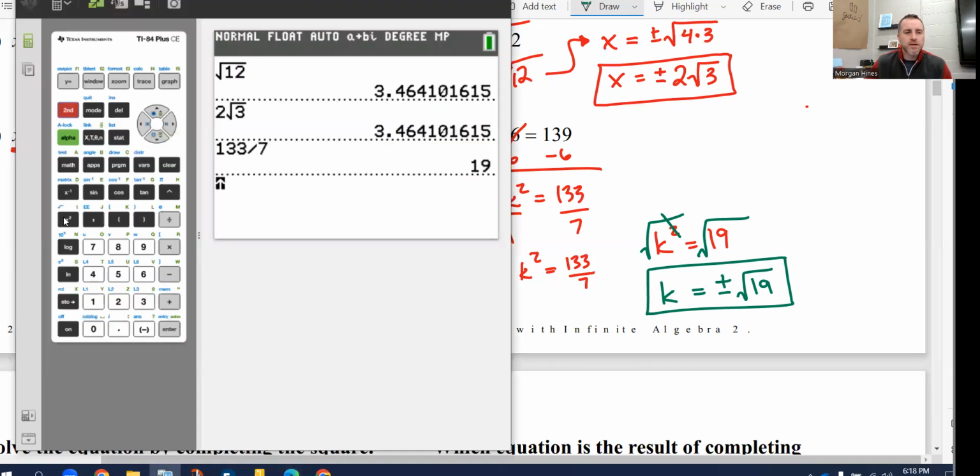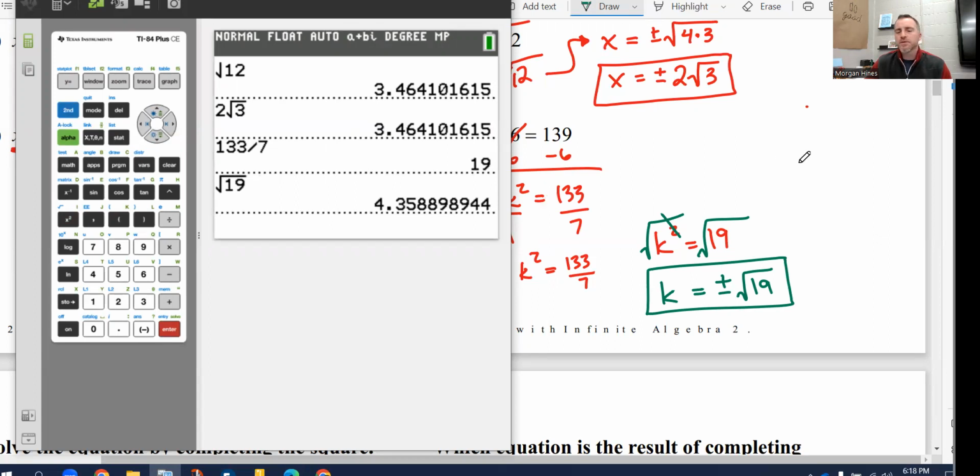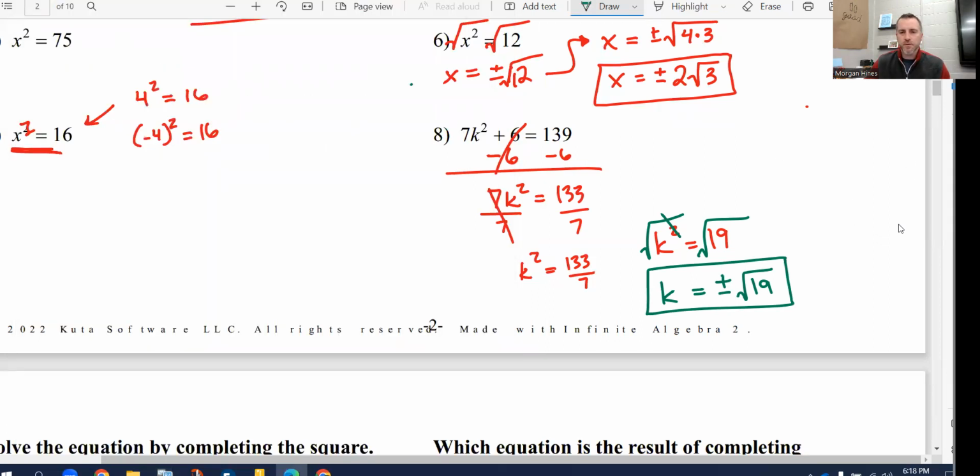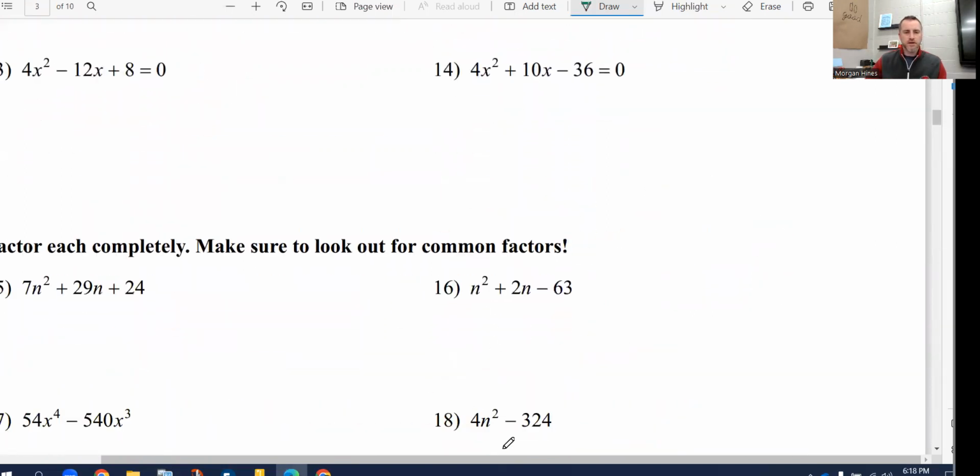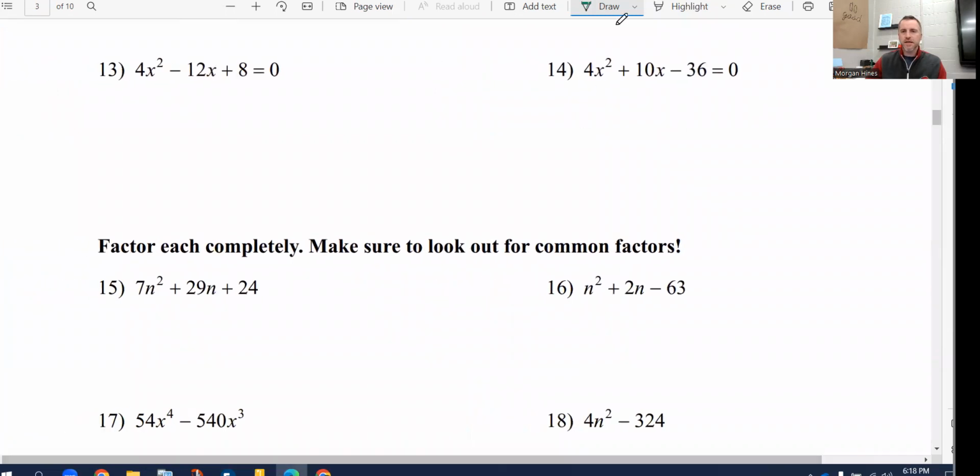So square root of 19, look how yucky it is. Ugh. So we're just going to leave it alone. It's between 4 and 5. All right, we'll pick it back up on, we're going to skip down to number 15 when we come back.